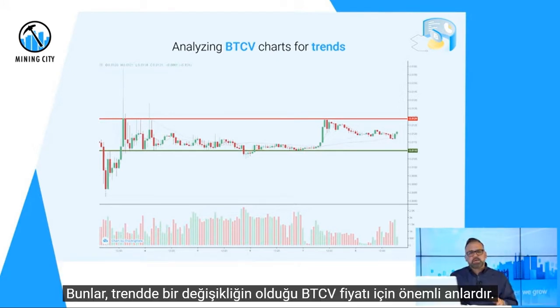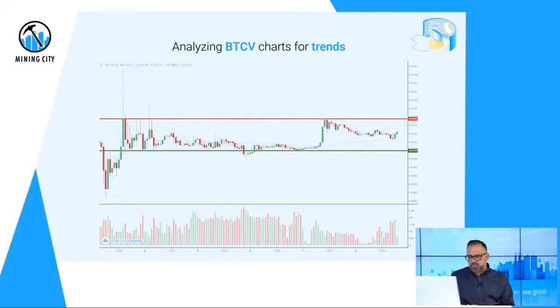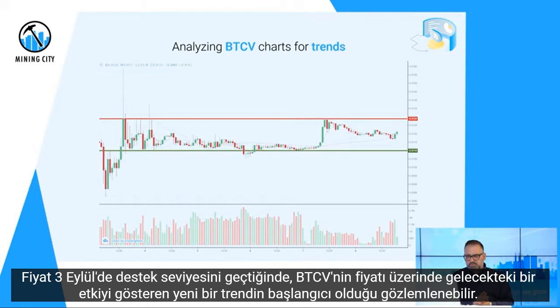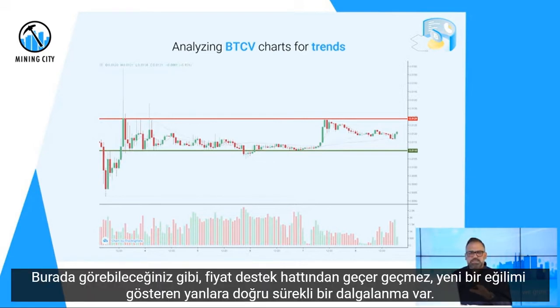These are key moments for the Bitcoin Vault price, at which there was a change in trend. It can be observed that once the price crosses the support level on September the 3rd, there is the beginning of a new trend, and it indicates a future impact on the price of Bitcoin Vault. As you can see here, as soon as the price broke through the support line, there is a constant fluctuation sideways, indicating that the new trend is coming.